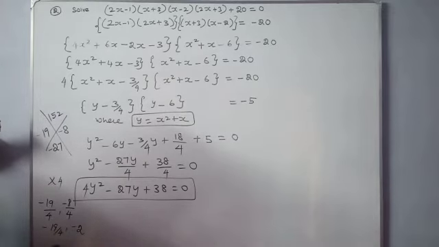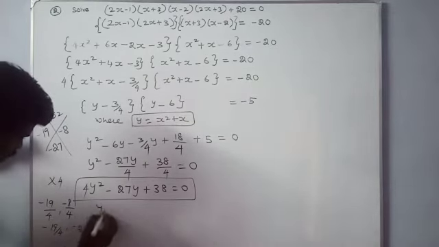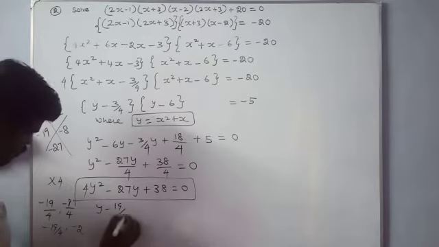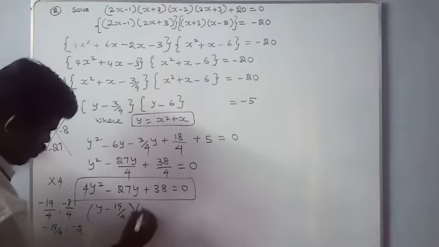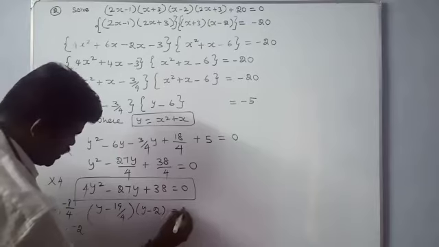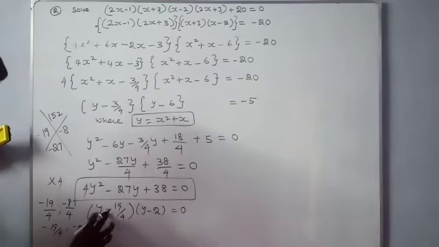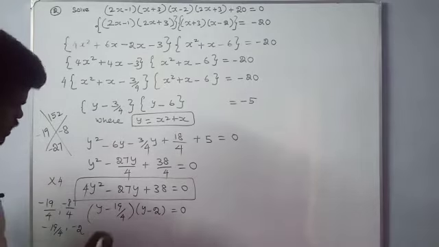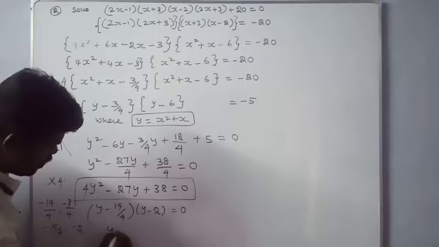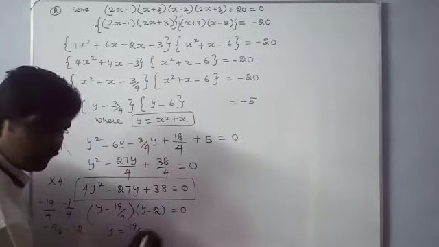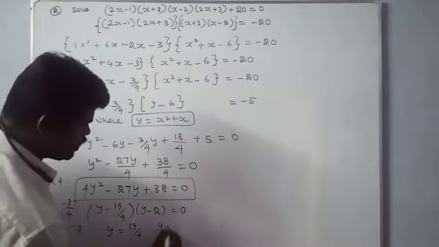These are the rough works. Directly you can write the factors: y minus 19 by 4 into y minus 2 equal to 0, because minus into minus is plus, and add these two terms, so 27. Therefore y equal to 19 by 4, comma, y equal to 2.